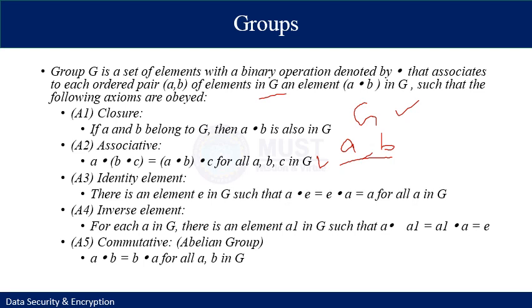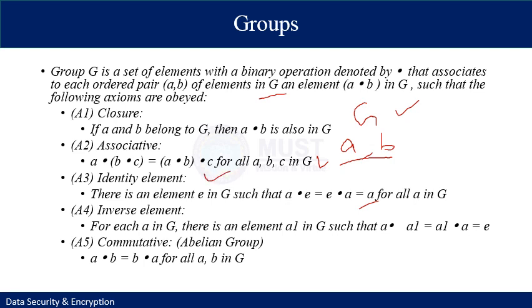And it must also hold the identity element, that is, there is an element e in G such that if you multiply it with any element a, the result will be a. For example, the identity for multiplication is 1. If you multiply any number by 1, there is no change, and if you add 0 to any number, there will be no change.